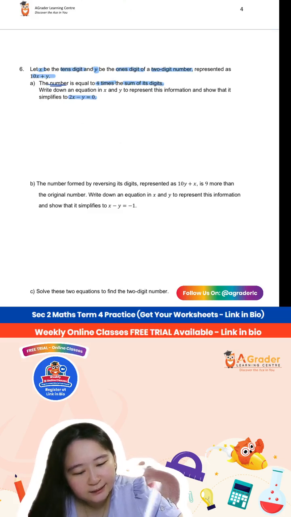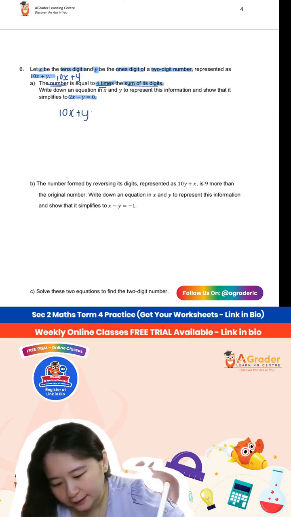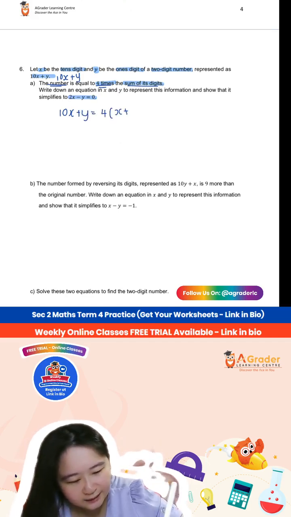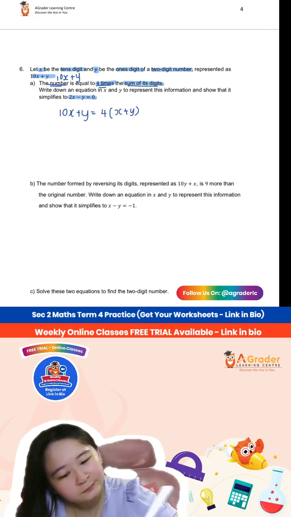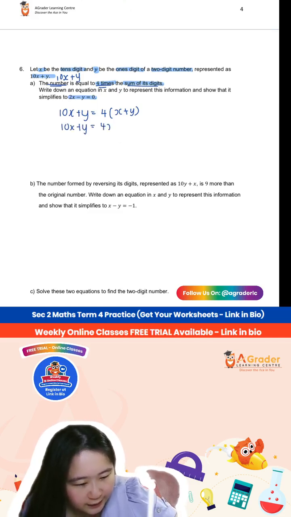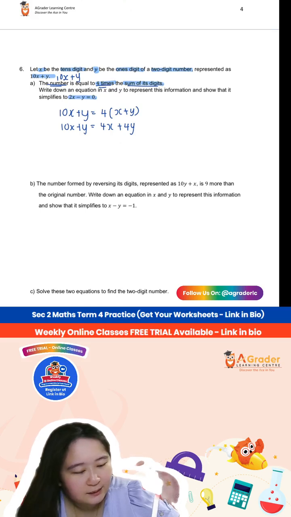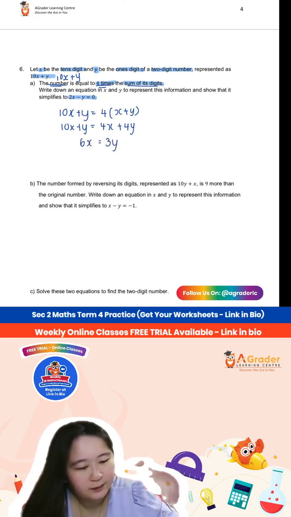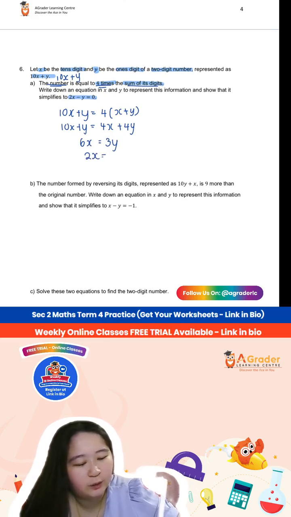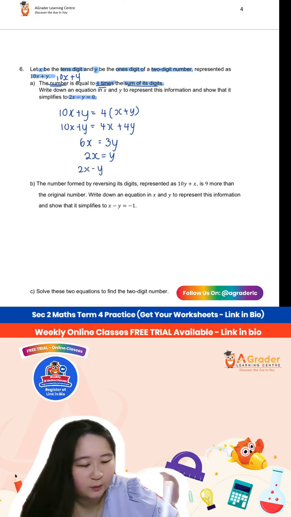So the number 10x plus y is equal to 4 times the sum of the digits. So meaning to say 10x plus y equals to 4 times of x plus y. Then we simplify from here. 10x plus y equals to 4x plus 4y. Then we will get 6x equals to 3y. Divide by 3 on both sides, so 2x equals to y. Shift everything to the left hand side, we will get 2x minus y equals to 0. Shown.